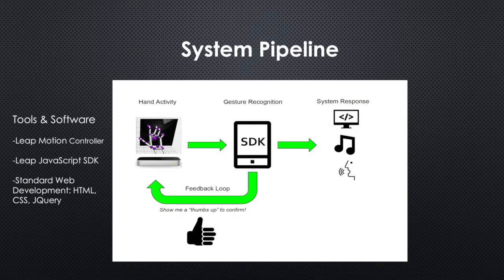For example, if you move your closed fist up, this is a play signal, so the player responds by simply playing the song. As a new feature, I added the feedback loop that asks for a confirmation before executing. For example, if you move two hands away from each other, the system is going to ask you to show a thumbs up sign to turn on the shuffle functionality.